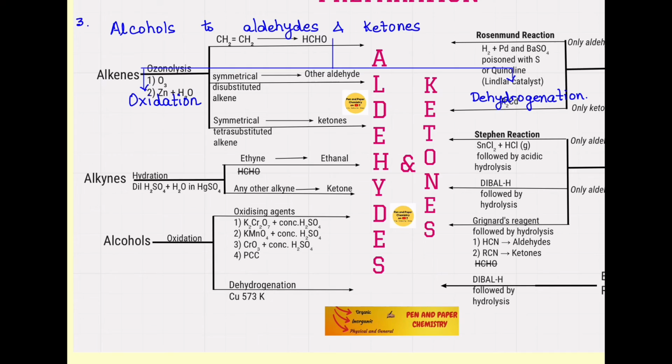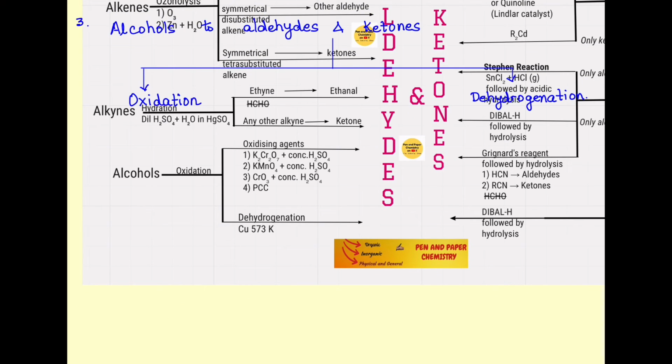Now, as you can see, from alcohols we are converting them to aldehydes and ketones by oxidation using oxidizing agents. Yes, acidified potassium dichromate, acidified potassium permanganate, chromic oxide, H2SO4, PCC. What is that? Does it remind you of something? We've done this in the topic of alcohols. Dehydrogenation using copper at 573 Kelvin. Now, I am expecting you to write these reactions.